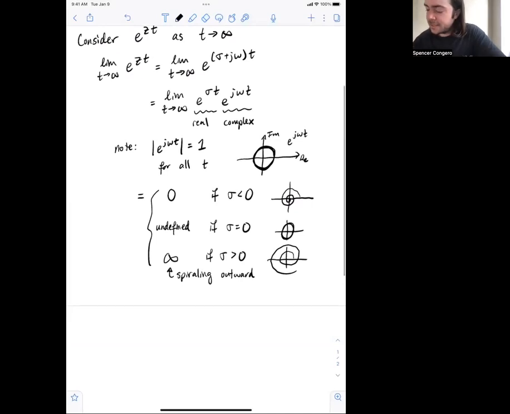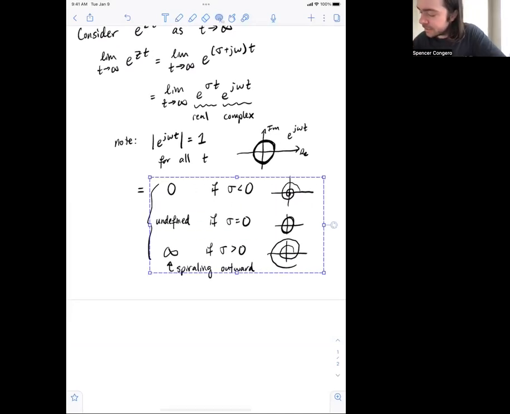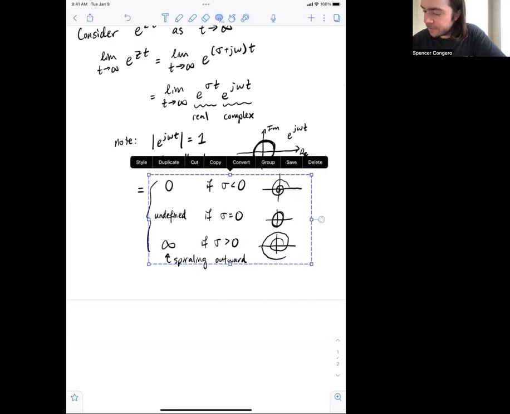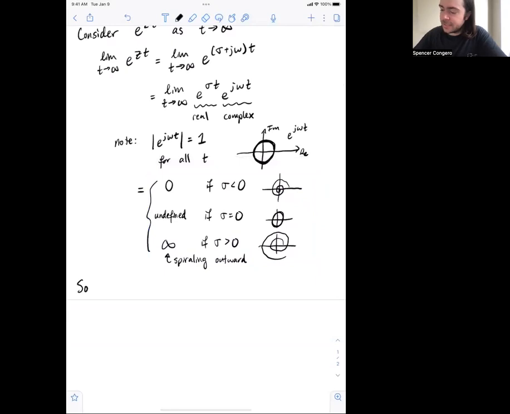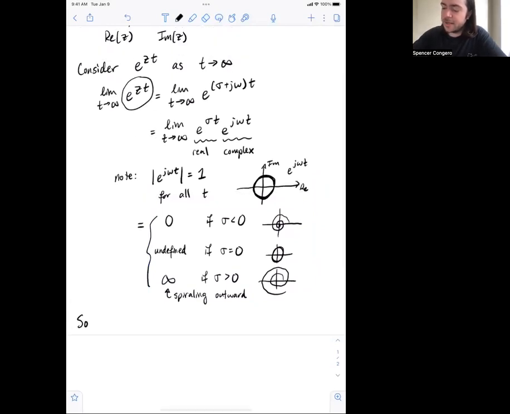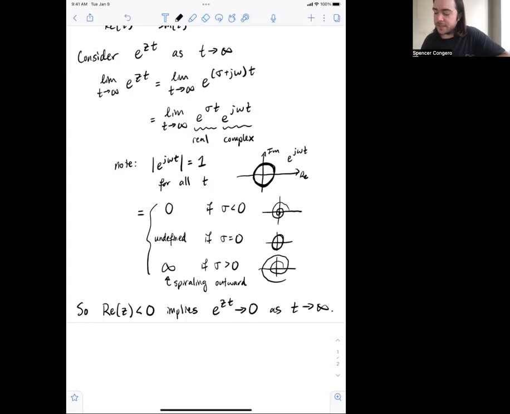So let me just summarize everything. What do we need to get convergence if we ever encounter e to some complex number times t? Well, as long as the real part of z is negative, that implies that e to the zt goes to 0 as t goes to infinity. And that's what we're going to need. So we're going to encounter terms that look like e to some complex number times t, and we want to be able to say, based on this video, if the real part of that thing multiplying t is negative, then that complex number goes to 0 as t goes to infinity.